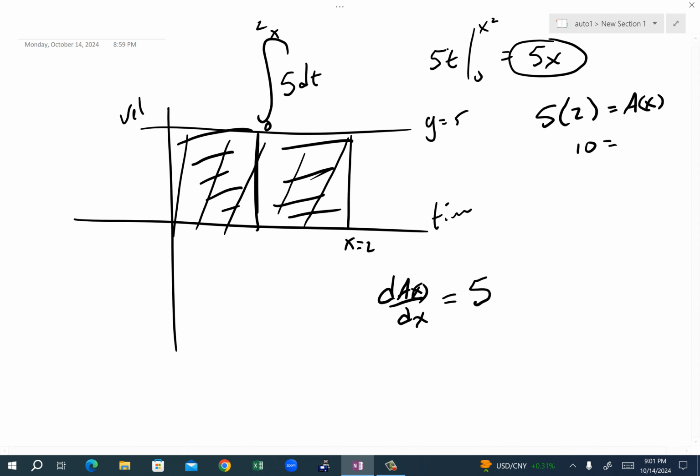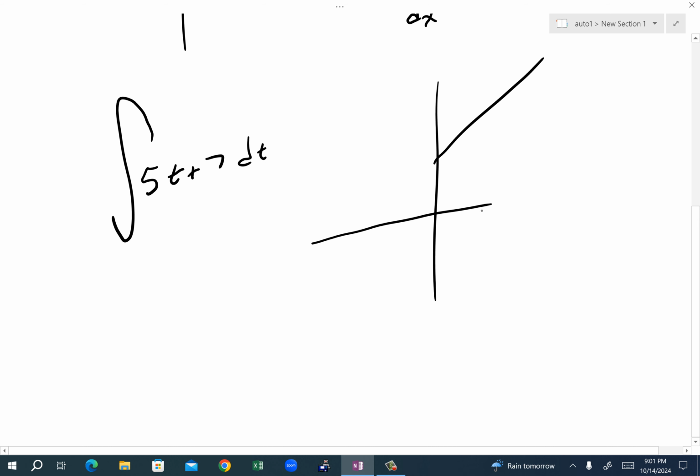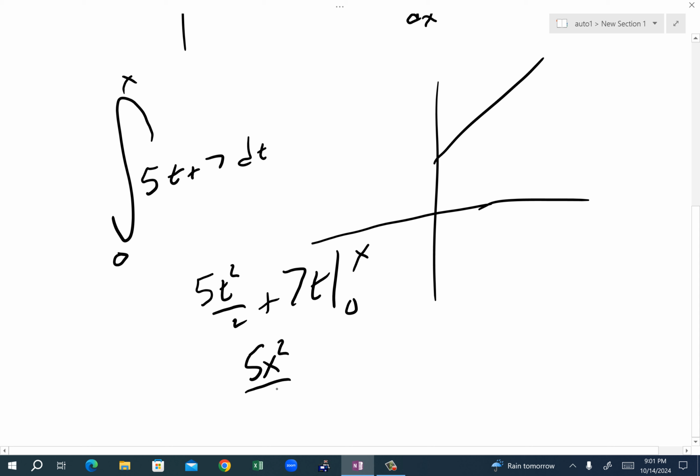Okay? But it's possible that you had one that was like, I don't know, 5t plus 7 or something. That was your velocity function. By the way, that means your velocity looks like this. You are not gaining it at a constant rate anymore. It's increasing. Well, and let's say you started at 0 and went up to x. Okay, well, this would be 5t squared over 2 plus 7t from 0 to x, which means you're going to get 5x squared over 2 plus 7x.